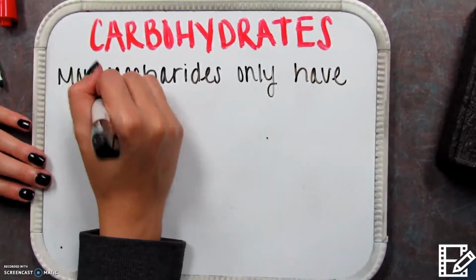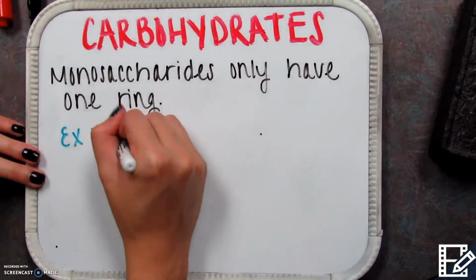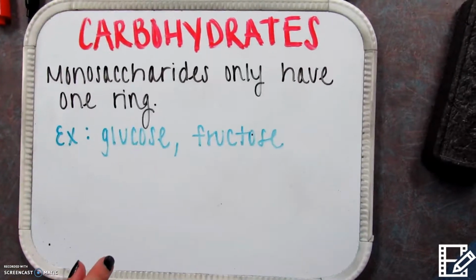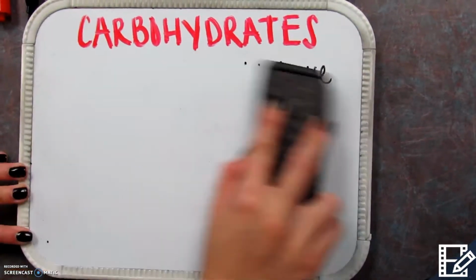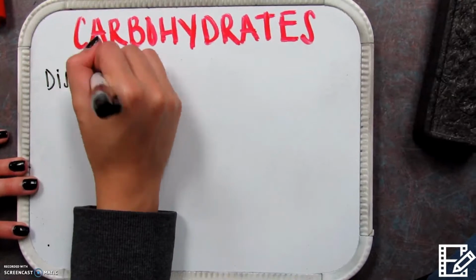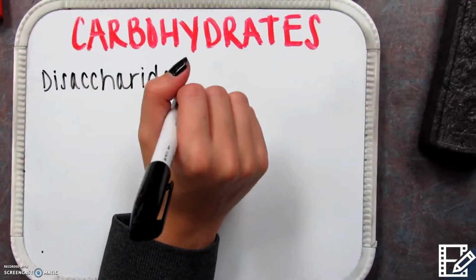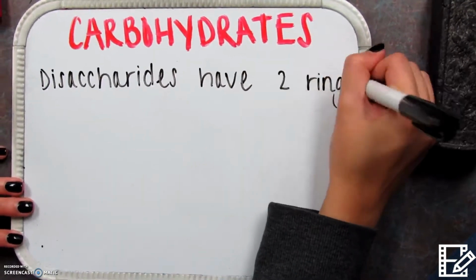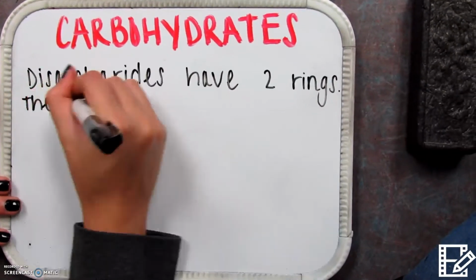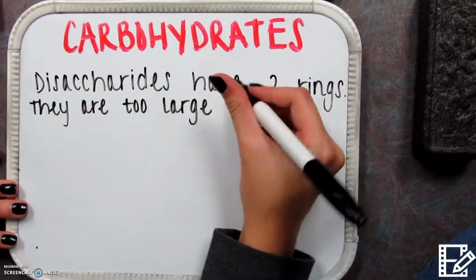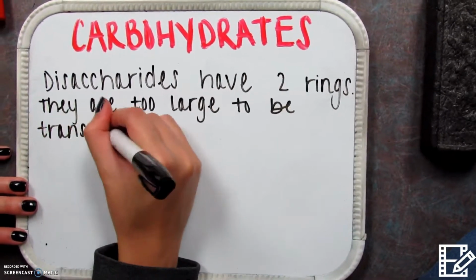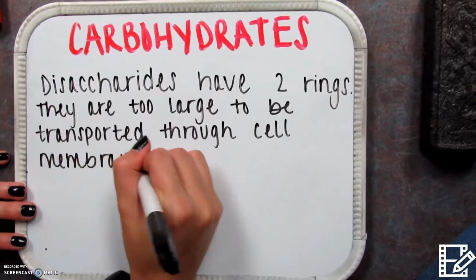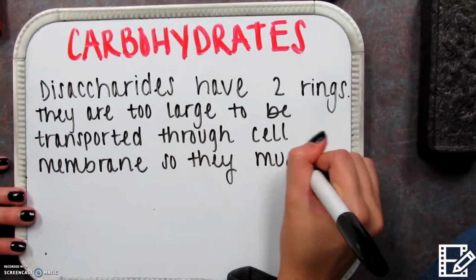Types of carbohydrates are monosaccharides, which only have 1 ring, for example glucose and fructose. Another type of carbohydrate is disaccharides. These are 2 monosaccharides or rings together, too large to be transported through the cell membrane, so they must be digested by hydrolysis to be absorbed from the digestive tract through the cell membrane. An example of this is sucrose and maltose.